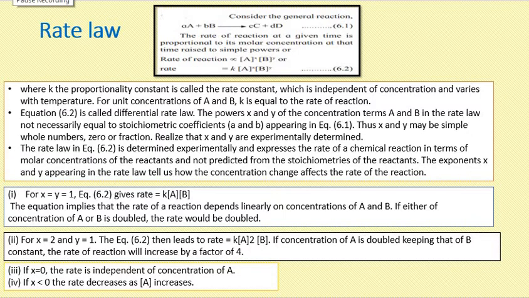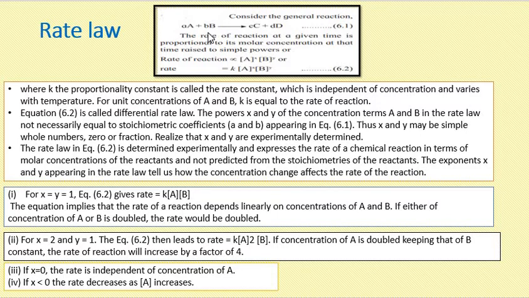Here K is the rate constant, which is independent of the concentration and varies only with temperature. For unit concentration of A and B, K is equal to the rate of reaction. This equation is also called the rate law, and it is not at all necessary that the powers x and y of the concentration terms A and B in the rate law equation will match the stoichiometric coefficients appearing in the equation we have taken.